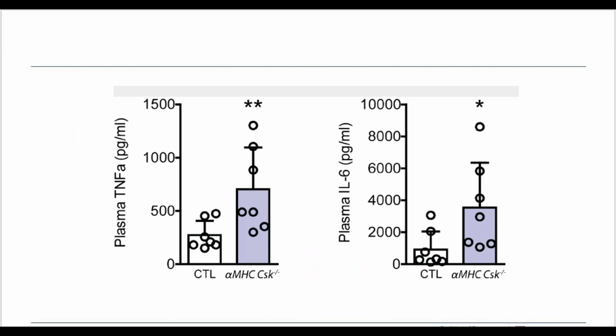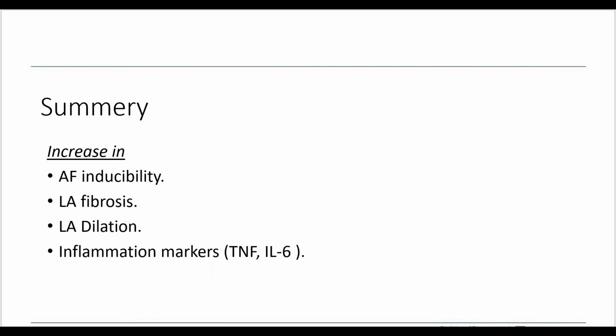TNF and IL-6 were also elevated in mice that had their CSK temporarily lost. So in summary of this experiment, we know that in mice that lost CSK function, AF was more likely to be inducible. There were left atrial dilation, left atrial fibrosis, and increased inflammatory markers.